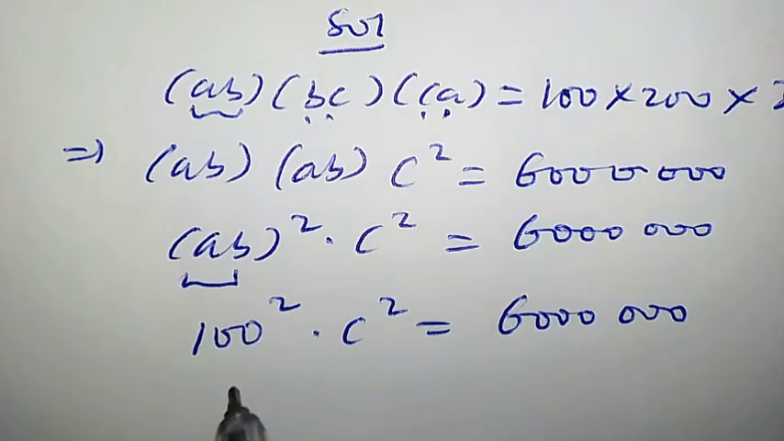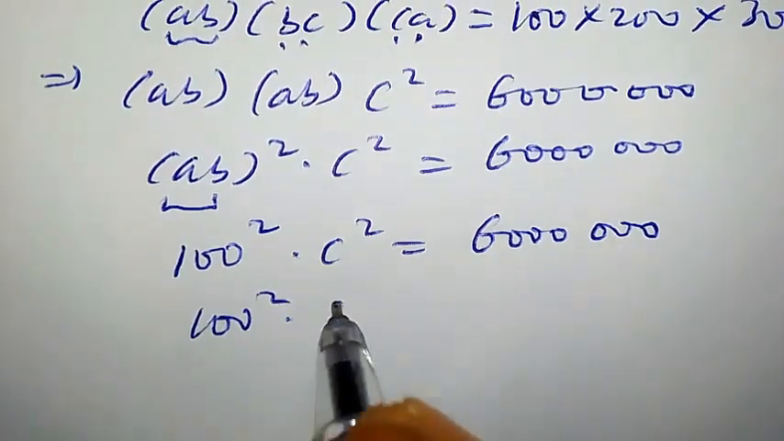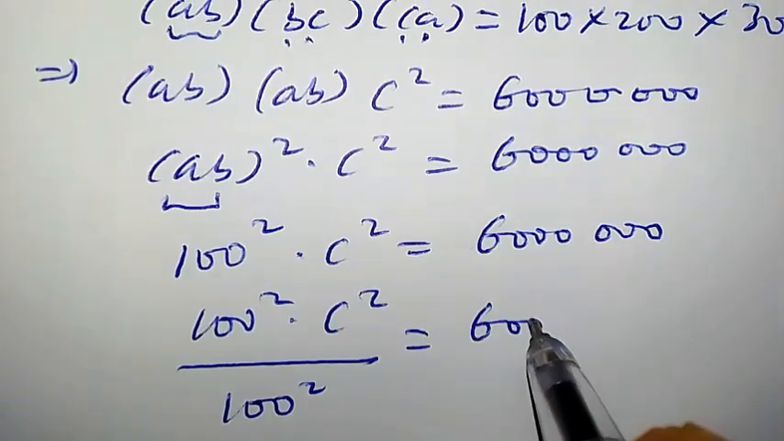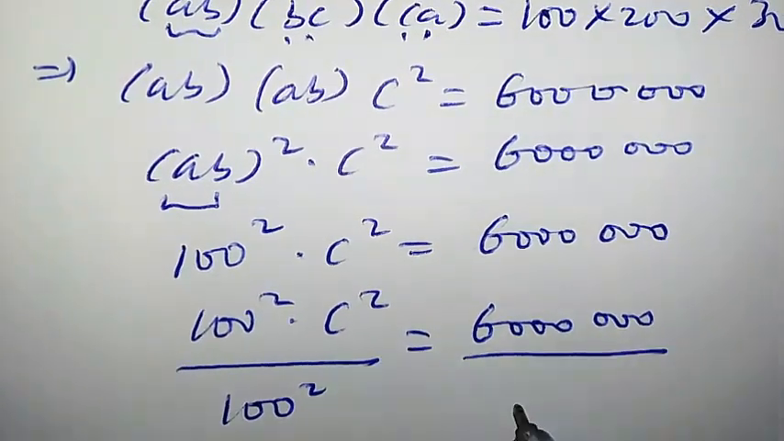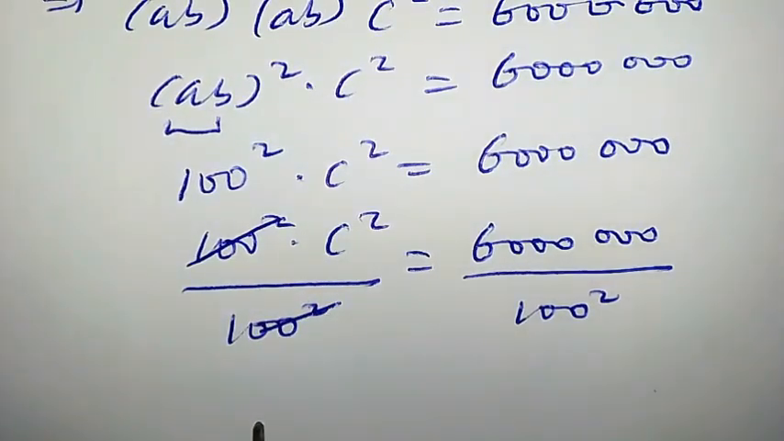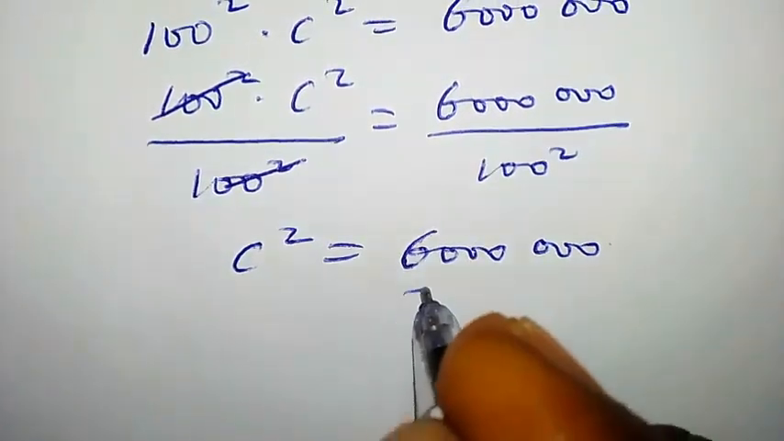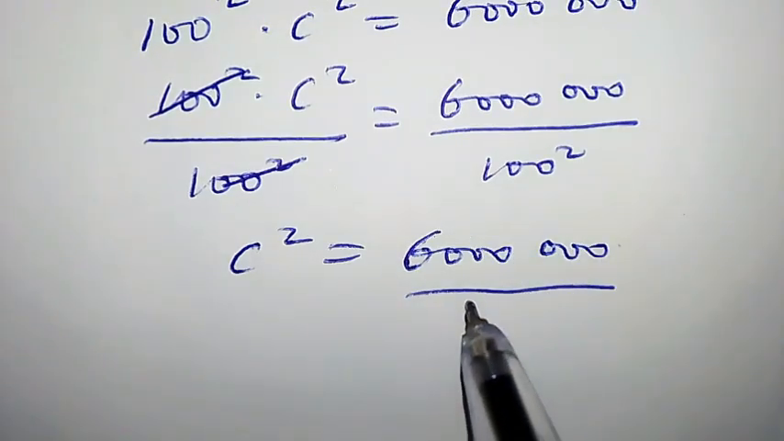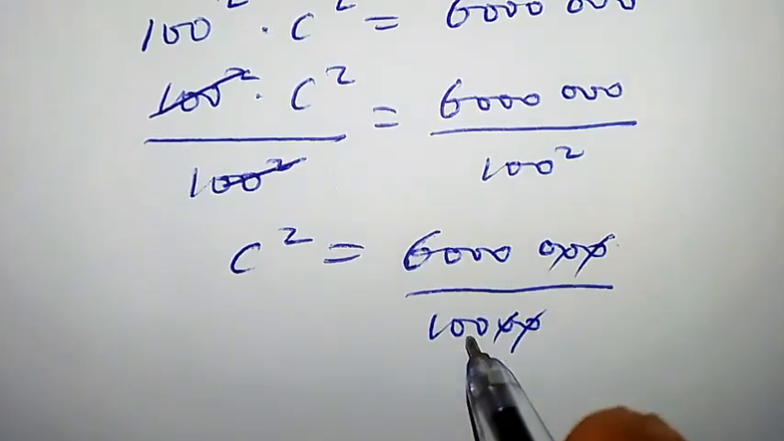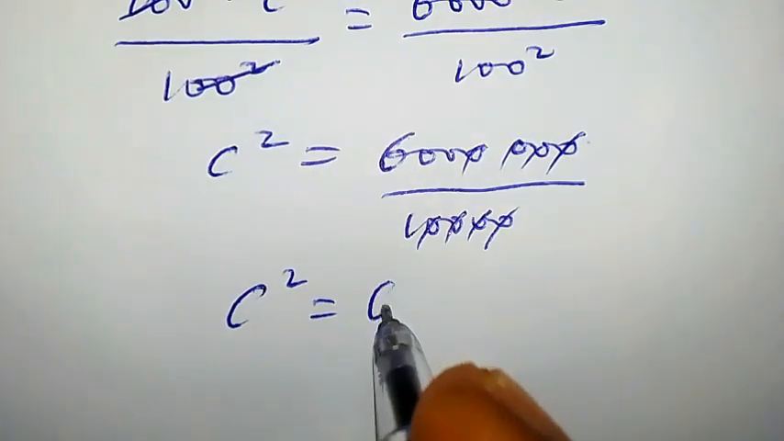We can now divide both sides of this equation by 100 square. Doing that, we're going to have 100 square times c square over 100 square equal to 6 million over 100 square. Clearly, this guy takes care of each other, so we are left with c square equal to 6 million over 100 square is 100 times 100 and it is 10,000. So the zeros cancel, and we have c square equal to 600 left.